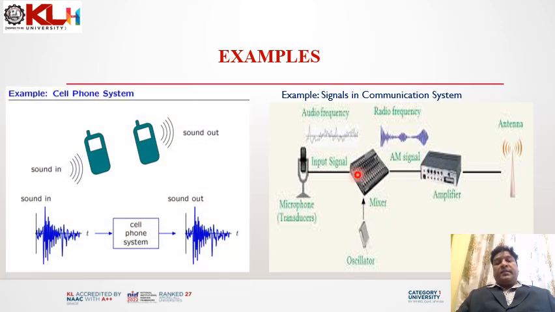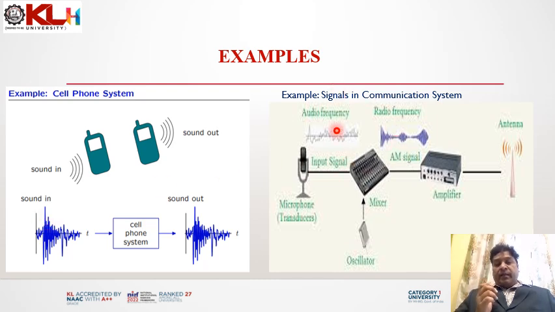Now here we are seeing some example systems. Here the basic mobile phone or cell phone is being shown as a system. The cell phone which we carry in our pocket is nothing but a system. And the sound which is coming in and out in the shape of speech, that is the signal. So in the cell phone system, the mobile phone is the system, and the sound which is coming in and going out, the speech signal, is the signal.